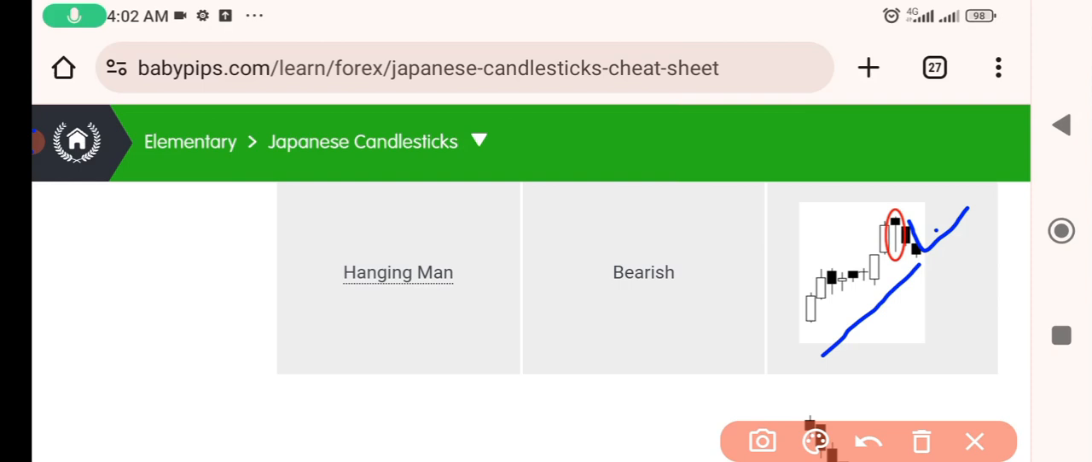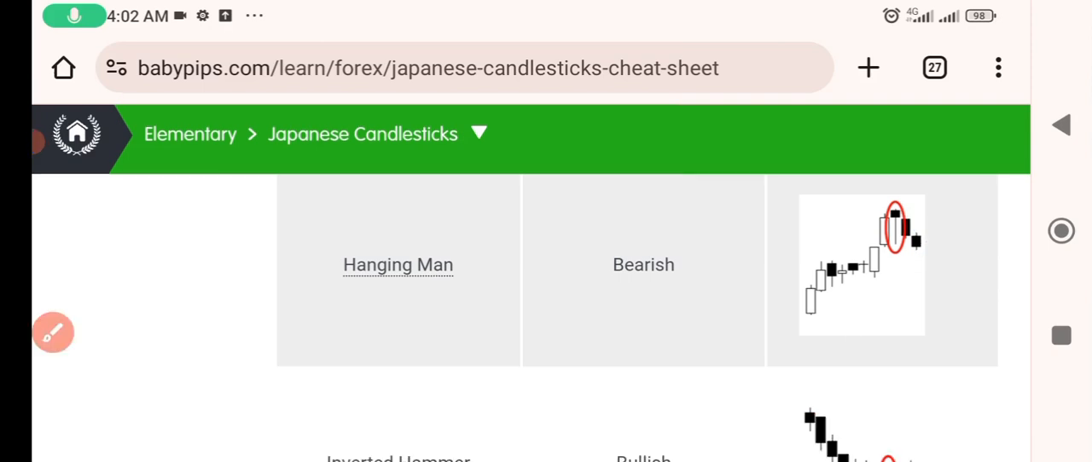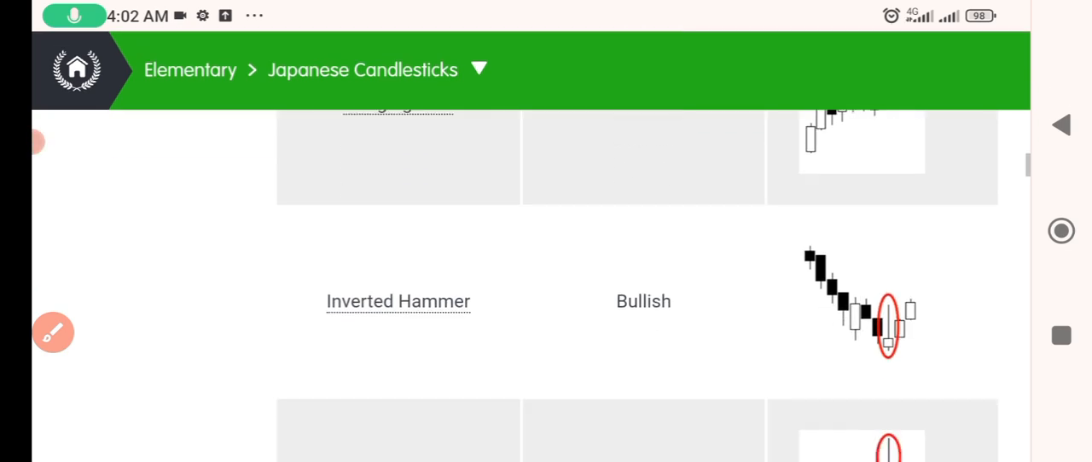And only identifying a single hanging man is not enough for you to make your entry. You wait for a follow-up candlestick, another bearish follow-up, and you can see we have about 1, 2, 3. So when you get the second follow-up, you make your entry at that zone.